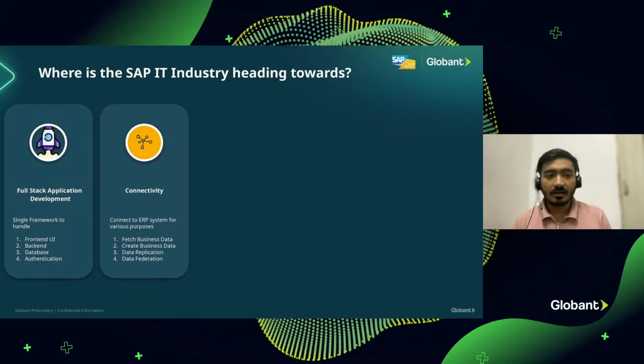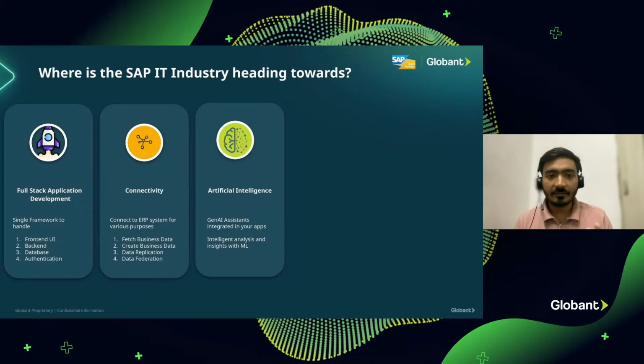After that comes the connectivity, and this is one of the most crucial things when it comes to ERP, because in ERP the actual business itself is the most crucial thing. So you will have to connect your full stack application to this ERP system, ultimately to fetch the business data. Now the remaining three we will be discussing.